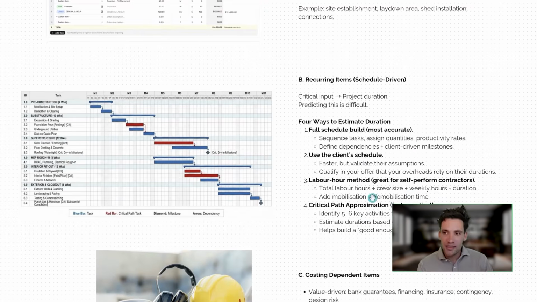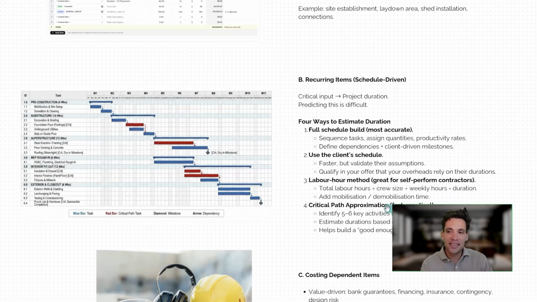Now, the next way I like to do my schedule is if you're a self-performed contractor, so you're a formwork contractor and all you do is formwork, and so the duration of your project is going to be the duration of the labor component of your work. So for example, you're a civil contractor and you're doing bulk earthworks and you have 1,000 meters cubed to do. The duration of your project is proportionate to the quantity of work and the production rate and the number of crews you have on the job. So this is the labor hour method for estimating activity duration.